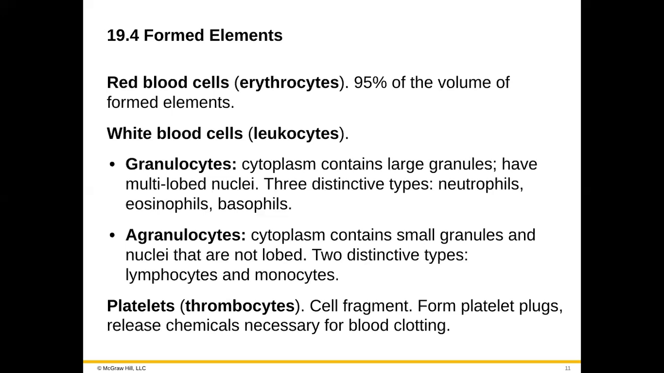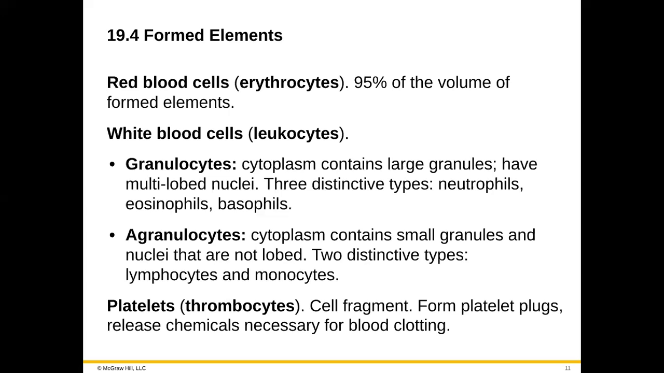When we talk about white blood cells, we're going to have two different types. We're going to have granulocytes, which is where we have a large cytoplasm that's going to have these large granules. Typically, we'll have multi-lobe nuclei, and we have three distinctive types: neutrophils, eosinophils, and basophils. And then we have agranulocytes, where the cytoplasm is going to contain really small granules, and typically nuclei that are not lobed. Beware that we are looking at a 3D object, typically in a 2D plane. So it can be a little hard to denote the nuclei and what type of white blood cell it is.